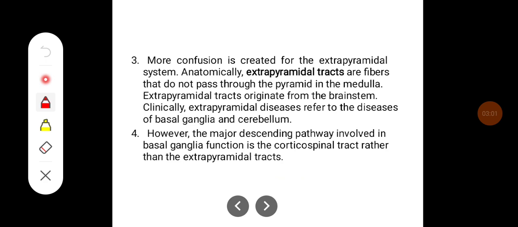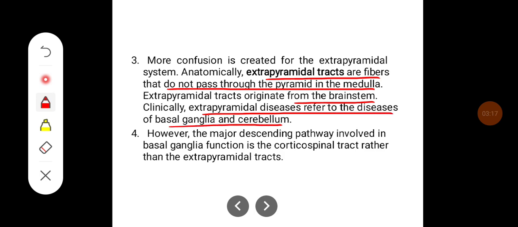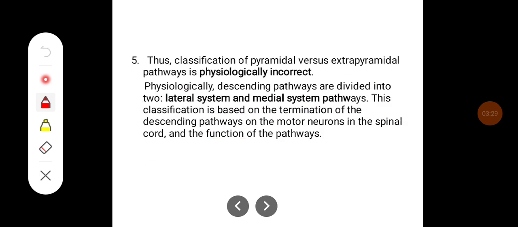And more confusion is created for the extrapyramidal system. Anatomically, extrapyramidal tracts are fibers that do not pass through the pyramid in the medulla. Extrapyramidal tracts originate from the brainstem. Clinically, extrapyramidal diseases refer to the diseases of basal ganglia and cerebellum. However, the major descending pathway involved in basal ganglia function is the corticospinal tract rather than the extrapyramidal tract. Thus, classification of pyramidal versus extrapyramidal pathways is physiologically incorrect.